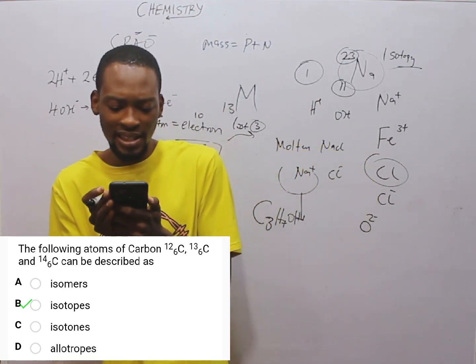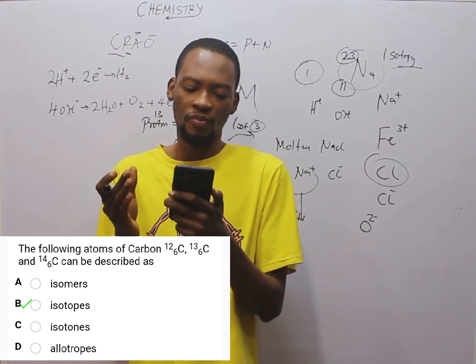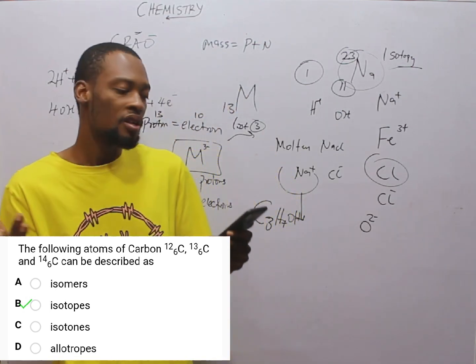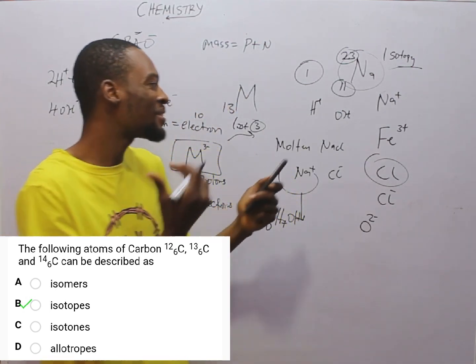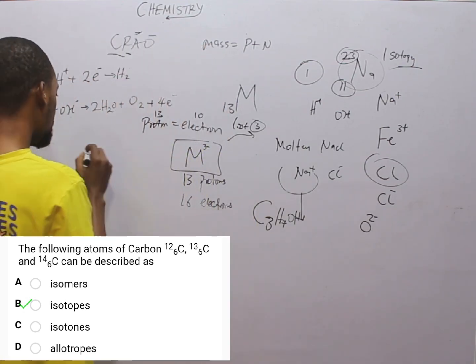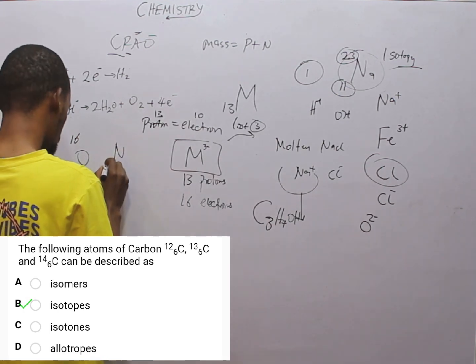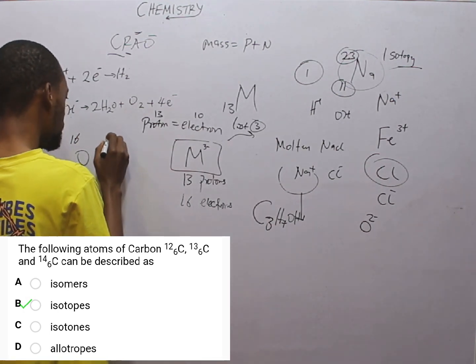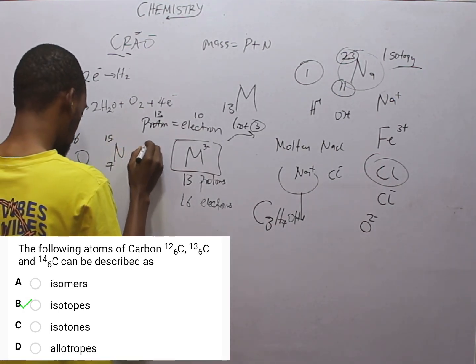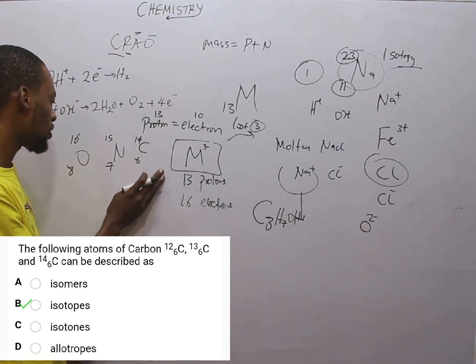And okay, another one says isotones. Isotones are atomic species that share the same number of neutrons. Yes, they have different atomic number, different mass number, but they have the same number of neutrons. Let's see something. Okay, I have one here: O-16 with atomic number 8, N-15 with atomic number 7, and C-14 with atomic number 6. This is oxygen, nitrogen, and carbon.